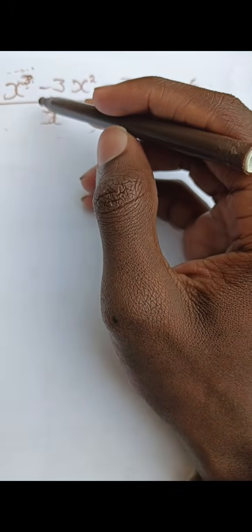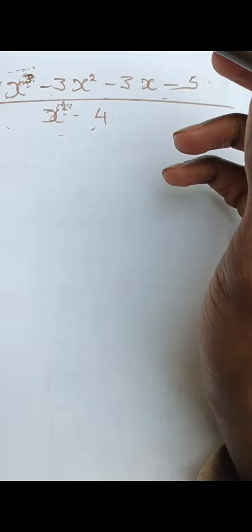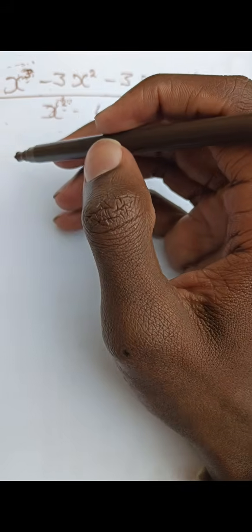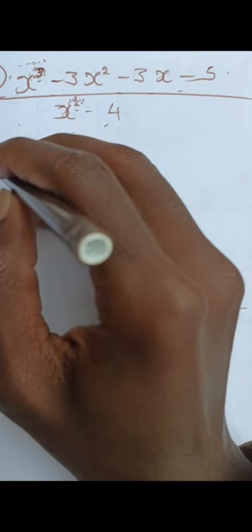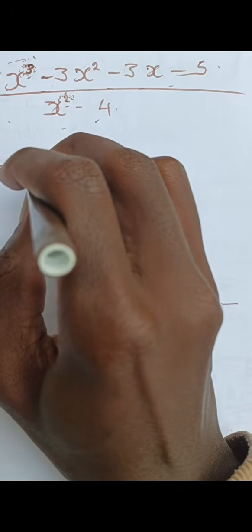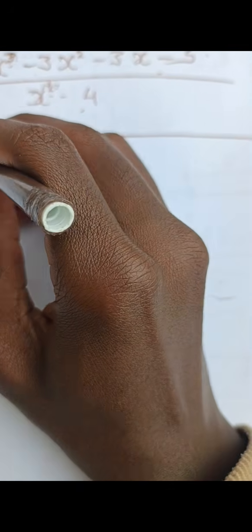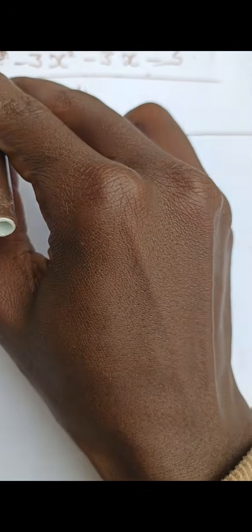So in this situation, you don't just go directly and start solving. No, you don't do that. What you do is introduce the concept of long division. So your long division goes like this. You're going to put x power 2 here, then here.